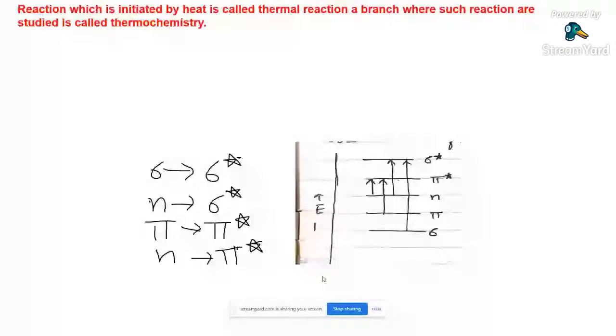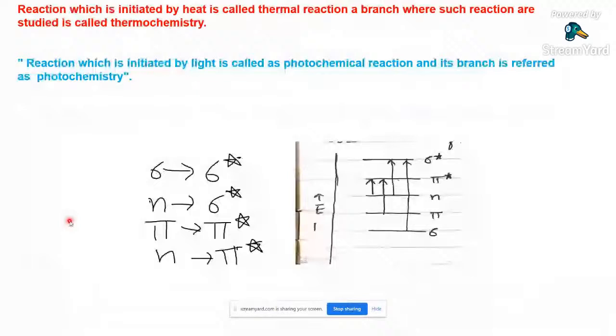So starting with the topic, the reaction which is initiated by heat is called a thermal reaction, and the branch where we study such reactions is called thermochemistry. The reaction which is initiated by light is a photochemical reaction, and its branch is referred to as photochemistry. When you write about a photochemical reaction, you must write h nu there, which means a photon is being absorbed.